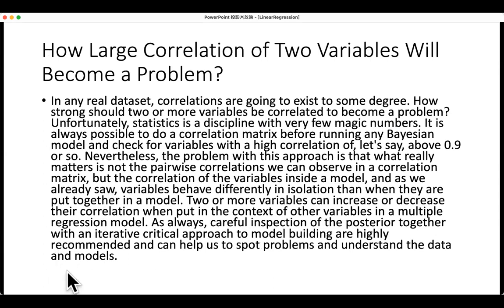So two or more variables can increase or decrease their correlation when put in the context of other variables in a multiple regression model. So as always, careful inspection of the posterior together with an iterative, critical approach to model building is recommended, and can help us spot problems and understand the data.